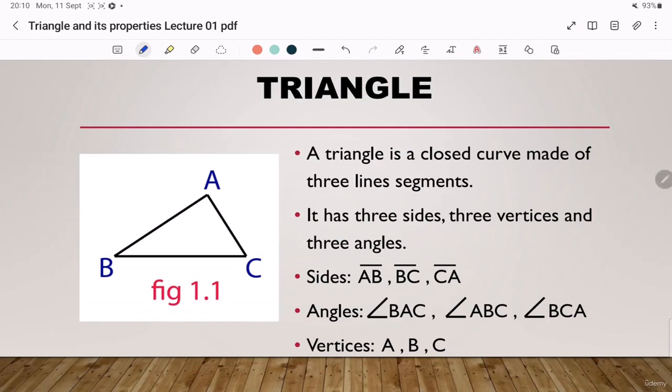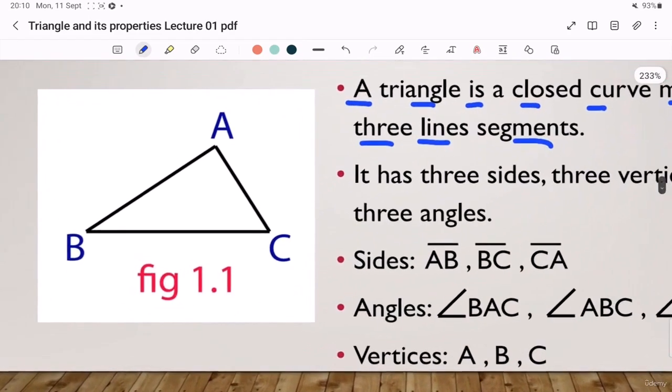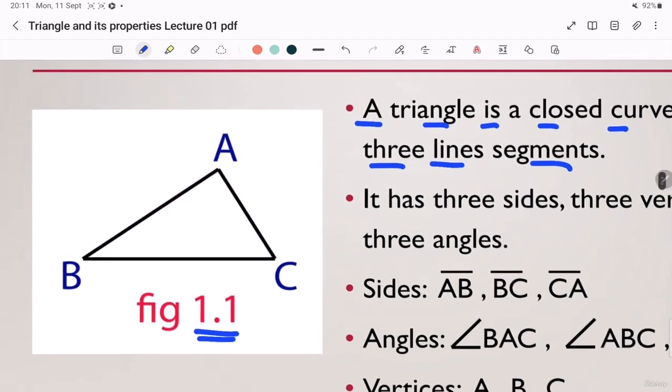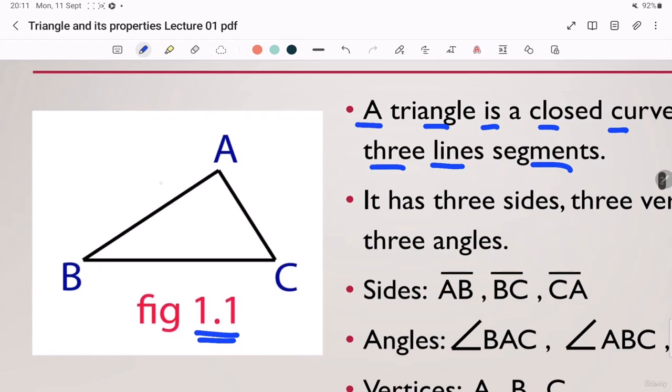Hi everyone. Today we will study about triangles. What is a triangle? A triangle is a closed curve made of three line segments. See in this figure, this is a closed curve and it is made of three line segments. One line segment is this, another line segment is this, and third line segment is this. So triangle is a closed curve and it is made of three line segments.